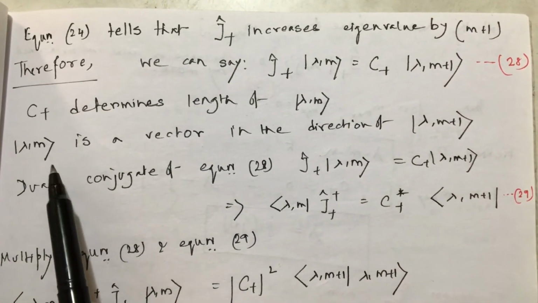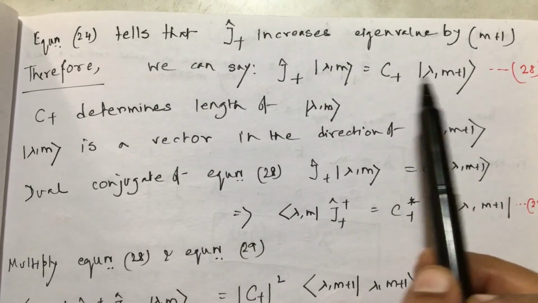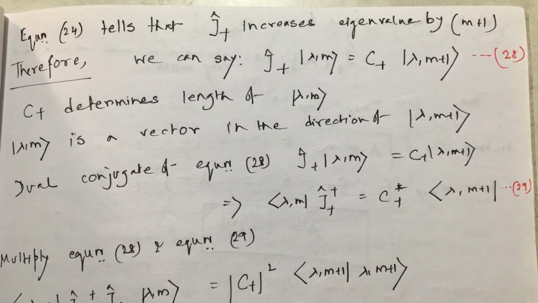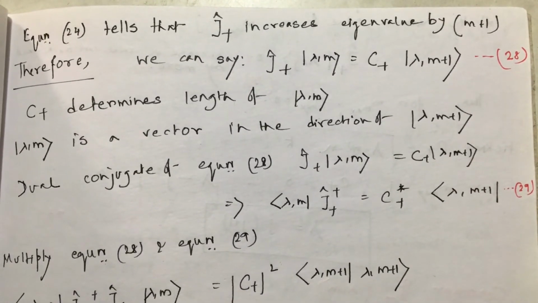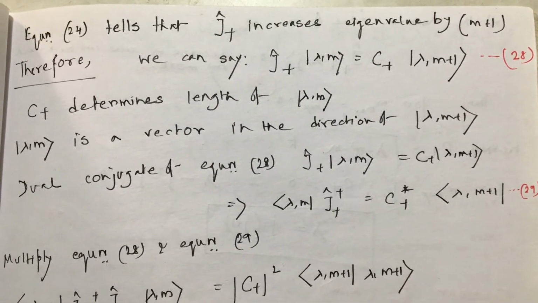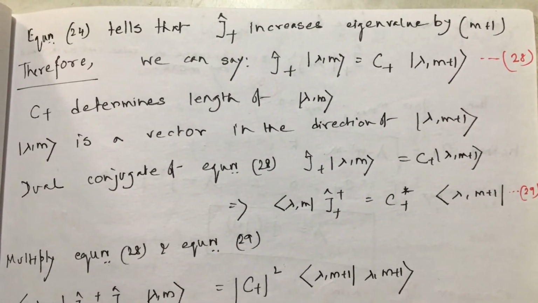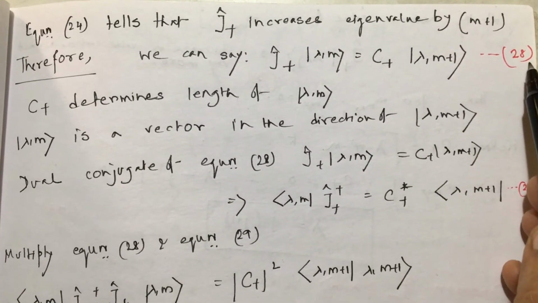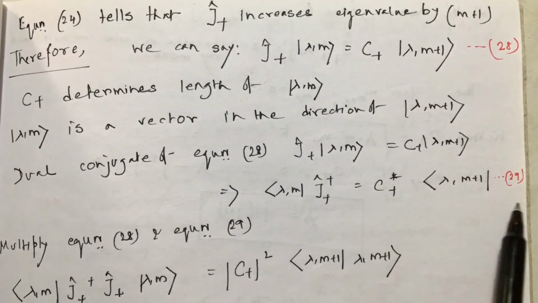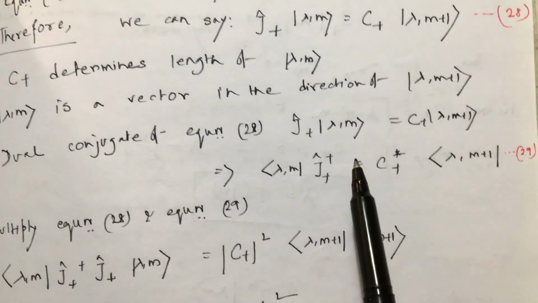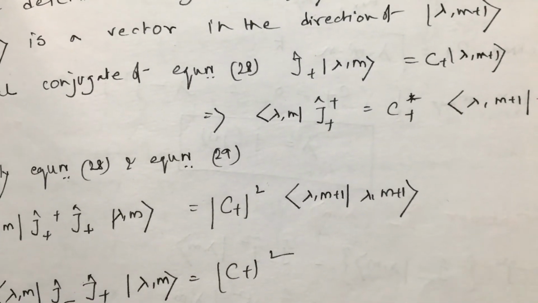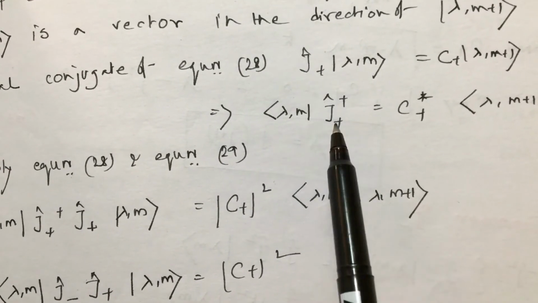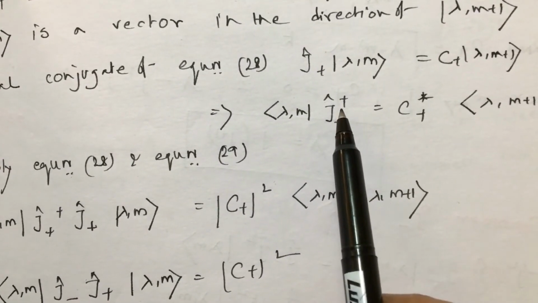Now it is quite evident that |λ, m⟩ and |λ, m+1⟩ are vectors along the same direction, because only the length is changed. As the length is changed only, the direction of the vector does not change. We are taking the dual conjugate of equation 28, which gives me equation 29, because the dual conjugate will make the ket vector |λ, m⟩ a bra vector ⟨λ, m|, and J plus will become J plus dagger.